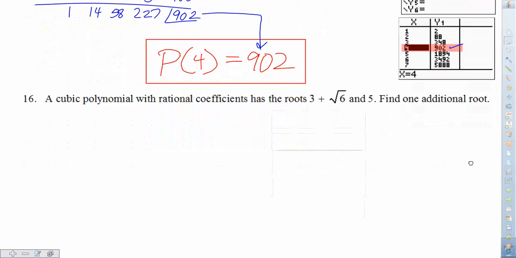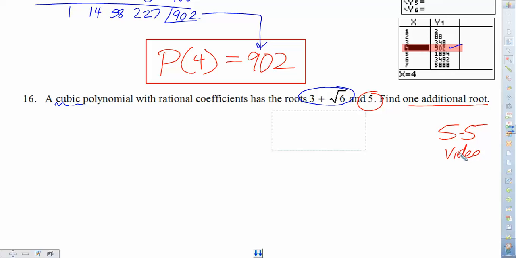All right? Now, take a look at number 16, a cubic polynomial. Since it's cubic, the fundamental theorem of algebra says there must be 3 roots to that problem. So suppose they gave you 1 root, and then they gave you a second root right here. What does the 1 additional root have to be? We talked about this one. This is a question from section 5-5. So if you need some more reference, go ahead and reference that 5-5 video. And that might tell you what that answer needs to be right there.